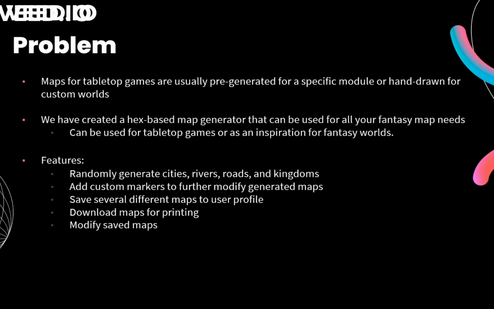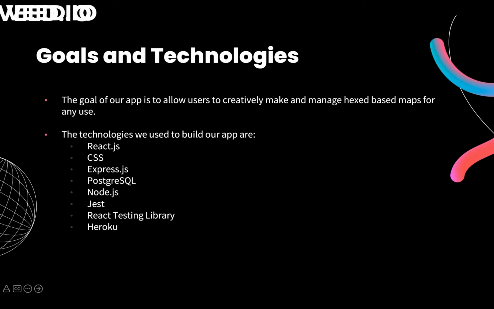The reason we decided to use a hex-based system instead of a traditional square grid is because a lot of tabletop games prefer that. The project was to create random maps that are customizable for each specific user's needs. We also have a lot of management features which take away the pain of paper maps, such as the ability to modify existing maps. The goal of this app was to customize and generate hex-based maps and save them for any use, be it tabletop games or fantasy worlds.